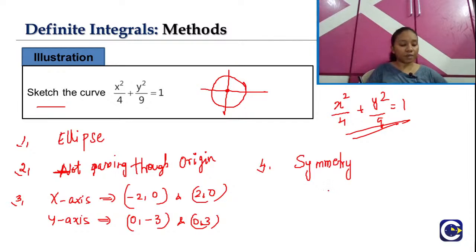And the fourth and final point, can anyone tell me this graph is symmetric about which axis? So the given curve is symmetric about which axis? Come on guys, quickly. I'm just looking for your answer.